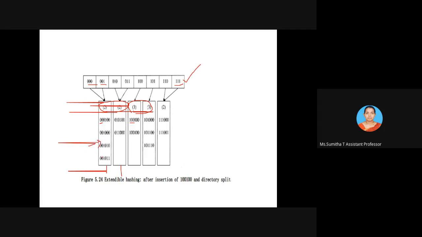Now overflow happens. Then what is the process? I just compare the bits. Here 3 bits, here 2. So no need to increase the directory. We just split the leaf into 2 and insert the element. Okay, like that.